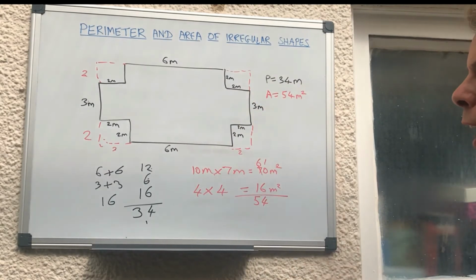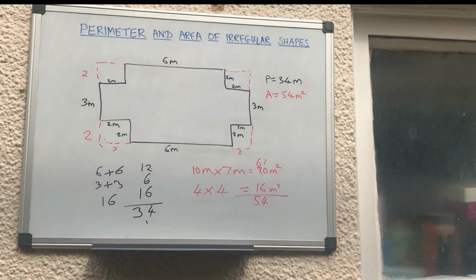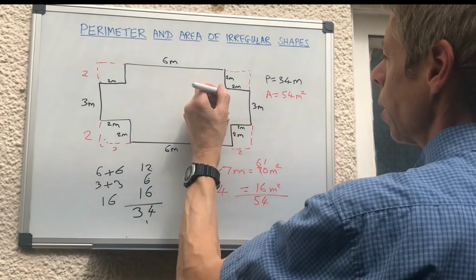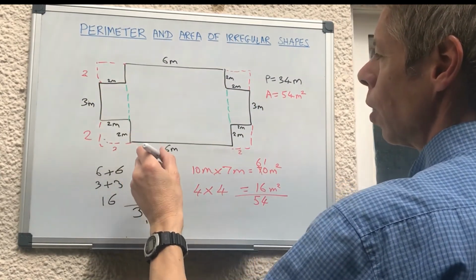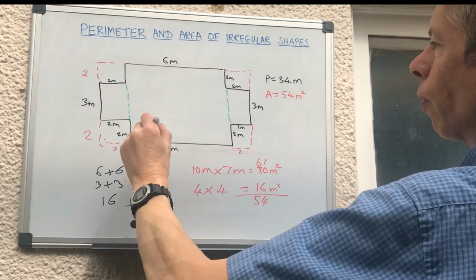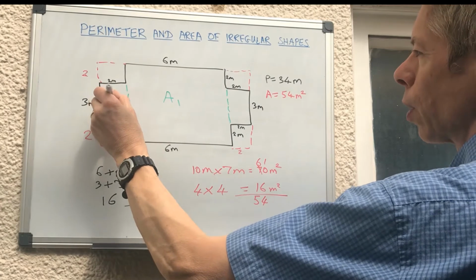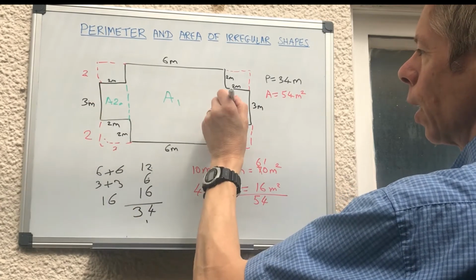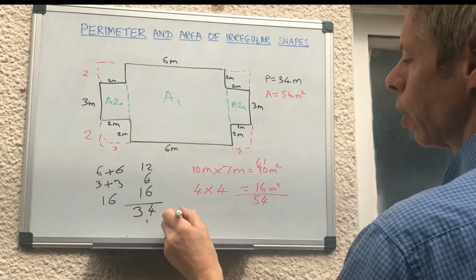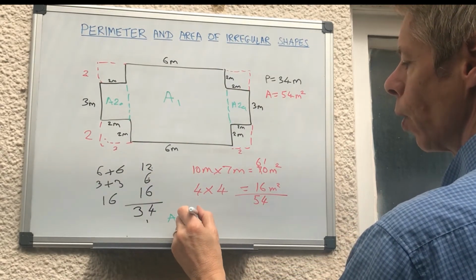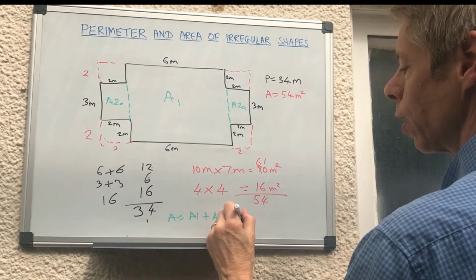Just going to calculate that by another method. Might change pens for that one. Let's use the green pen. So this time we're going to go across here. So we've got a bigger rectangle. We could call that area 1. And then we've got area 2A, area 2A, because they're both the same. So the area equals area 1 plus area 2A plus area 2A.